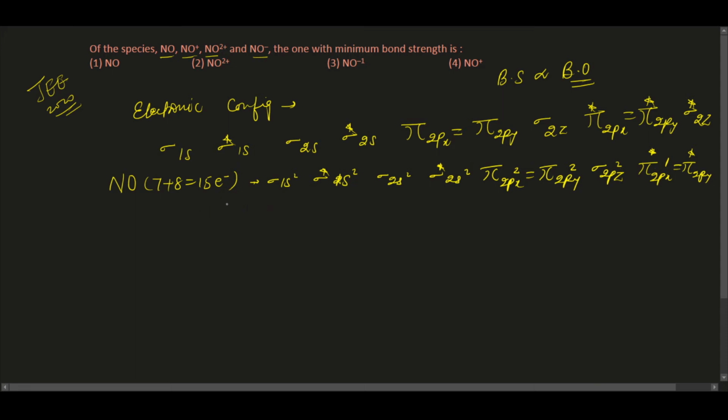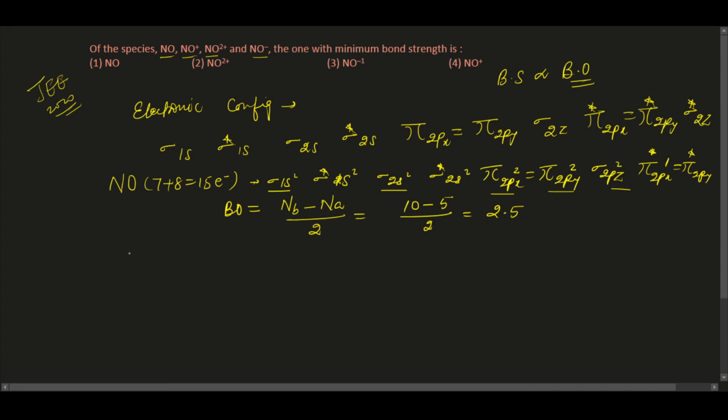The formula of bond order is the number of electrons in bonding orbitals minus the number of electrons in anti-bonding orbitals, divided by 2. The configuration with star is anti-bonding and without star is bonding. So calculate the bonding: 2, 4, 6, 8, 10. We have 10 electrons in bonding and 2 and 2, 4, 4 plus 1, 5 electrons in anti-bonding, that is star marked. So the bond order of NO is 2.5.